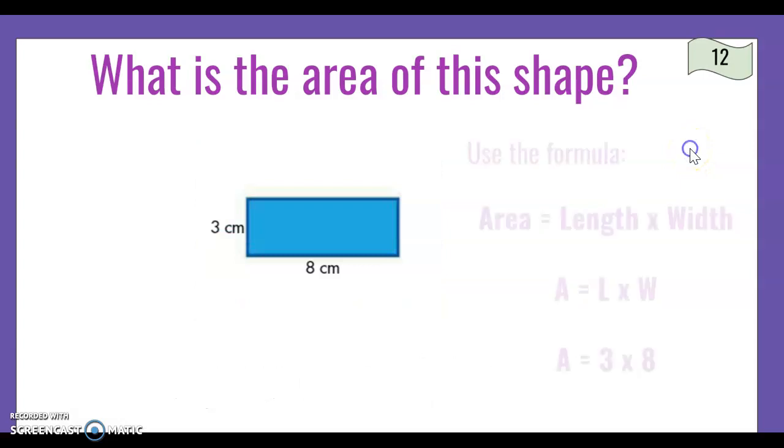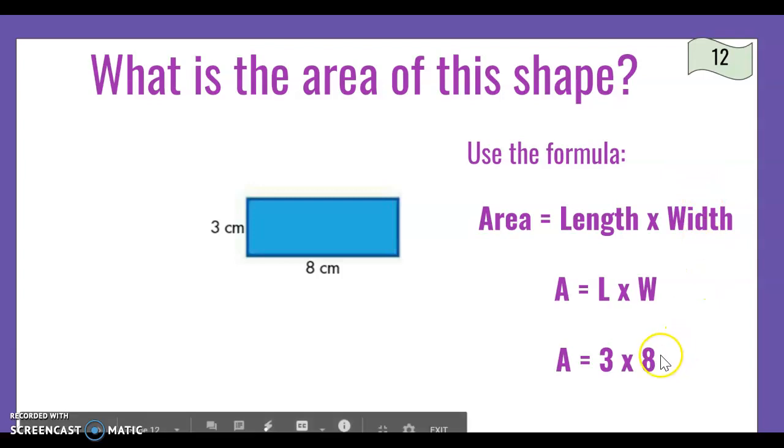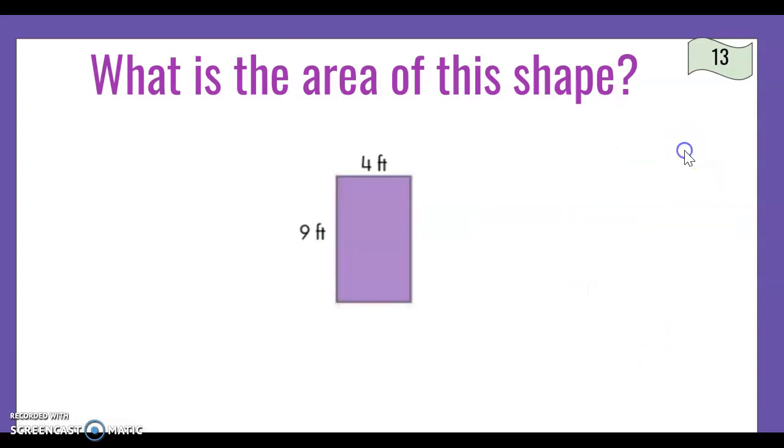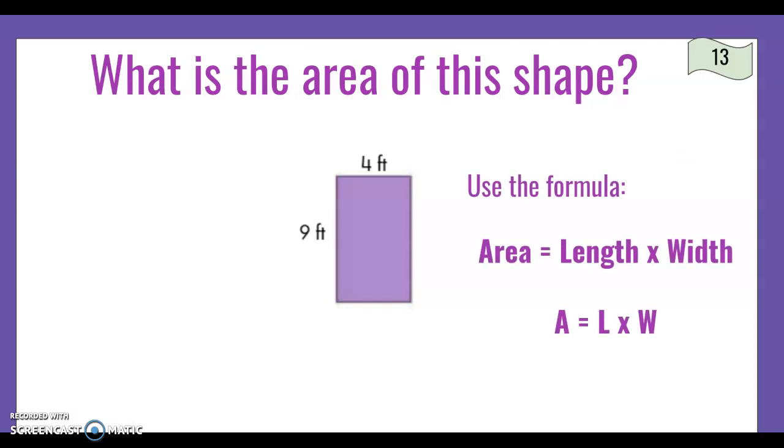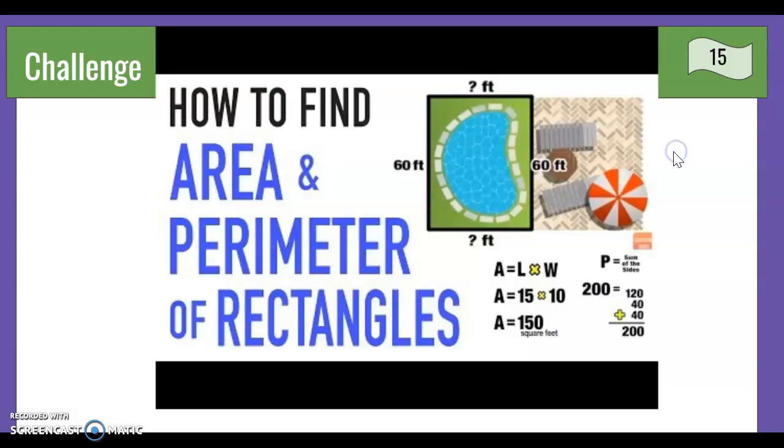Okay, now it's your turn. Use the formula area equals length times width, and it gave you a hint down here. Go ahead and solve this problem. Okay, and here's our last one to practice for today. What is the area of this shape? Again, use the formula area equals length times width. Okay, well, how do I find the length of a side if I know one side width and the area of the shape? This is our challenge for today.